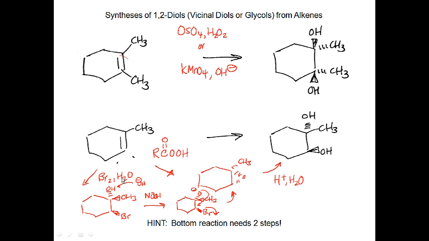Okay. So we can make either cis or trans glycols or vicinal diols using either one of these reagents.